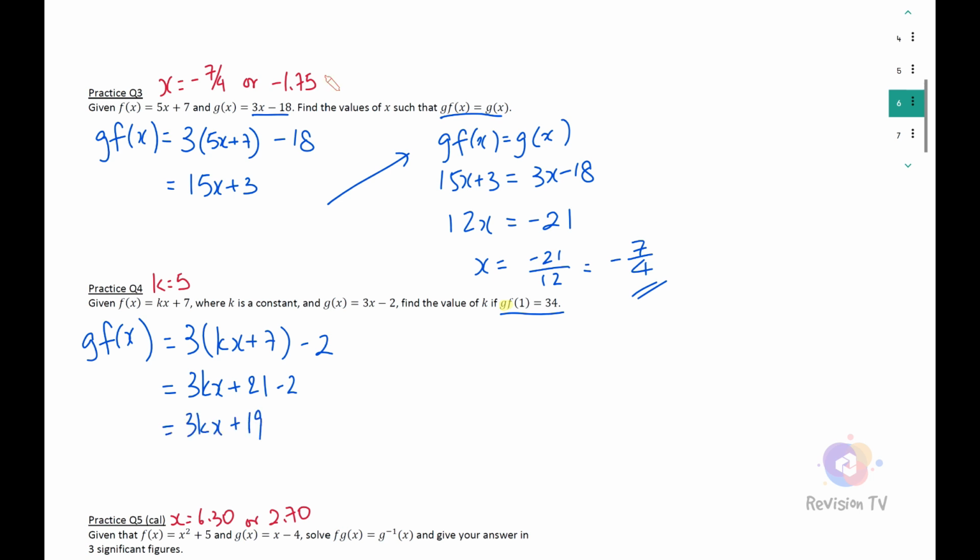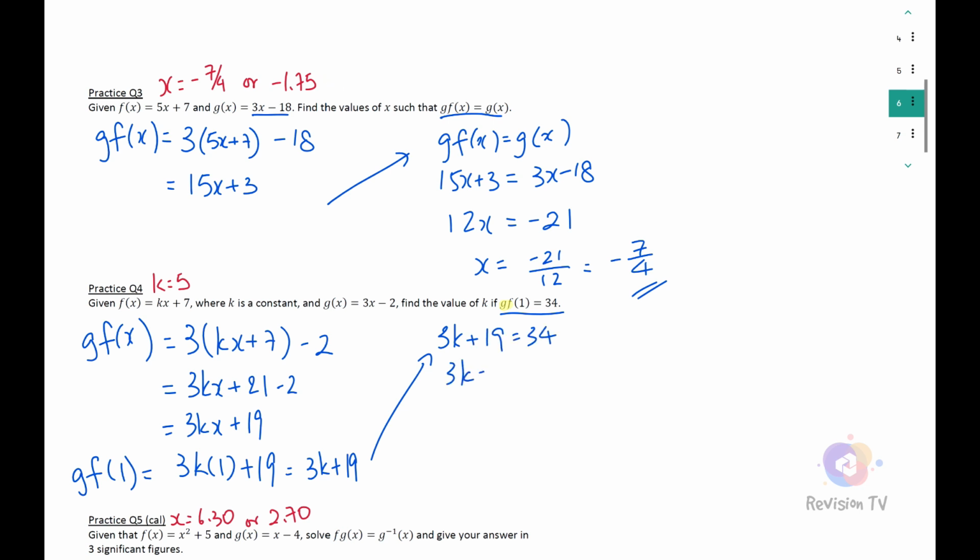Now, I'm told g of f of 1 equals 34. So g of f of 1 is 3 times k times 1 plus 19, which is 3k plus 19. So you can replace x with 1 because you can just compare the position of the 1. You're replacing x with 1. We're also told this equals 34. So 3k plus 19 equals 34. Rearrange, 3k equals 15, so k equals 5.